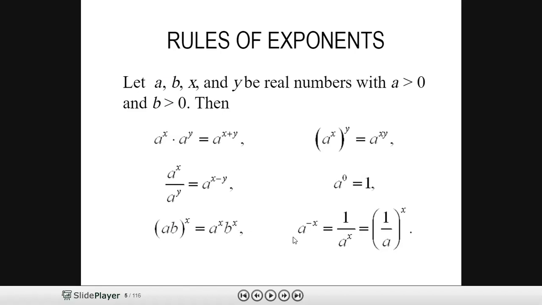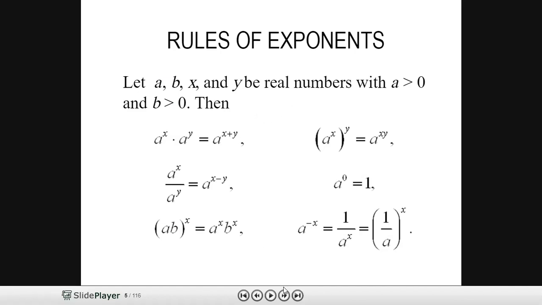Similarly, if we have a negative exponent, we can make it positive just by changing its position. If it is in the numerator, it can go in the denominator. It's actually the shifting of the function. So we can write it just like that, because one having any power will remain one. I'm sure that you are already familiar with all these laws.